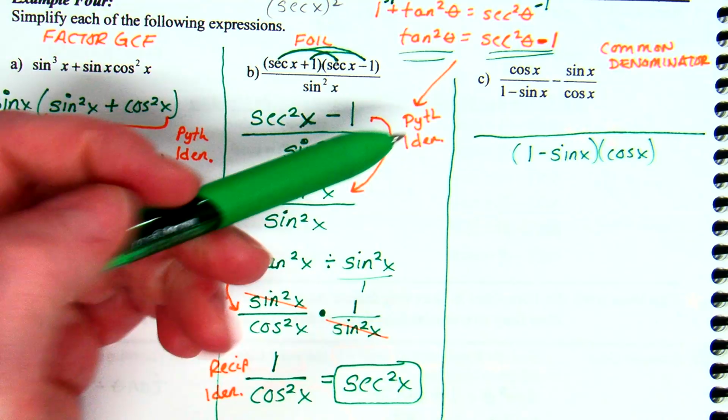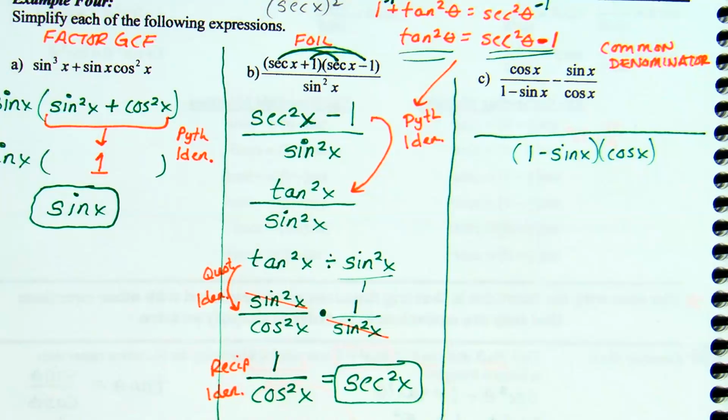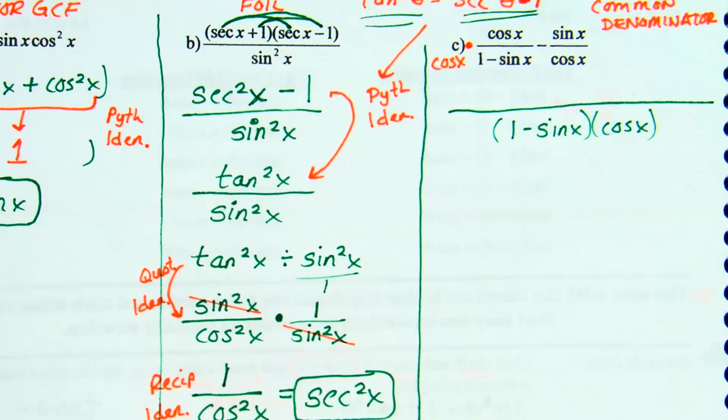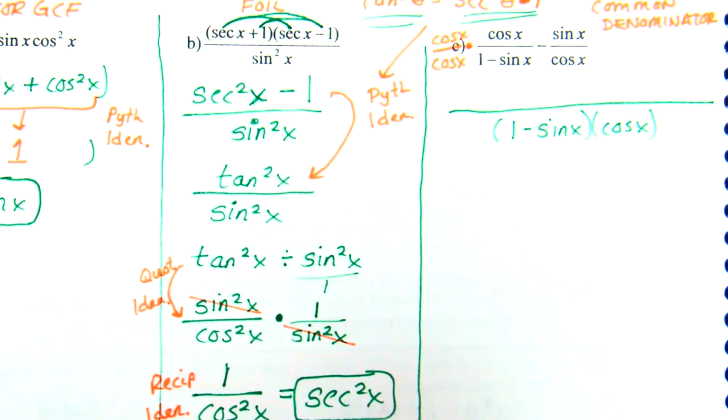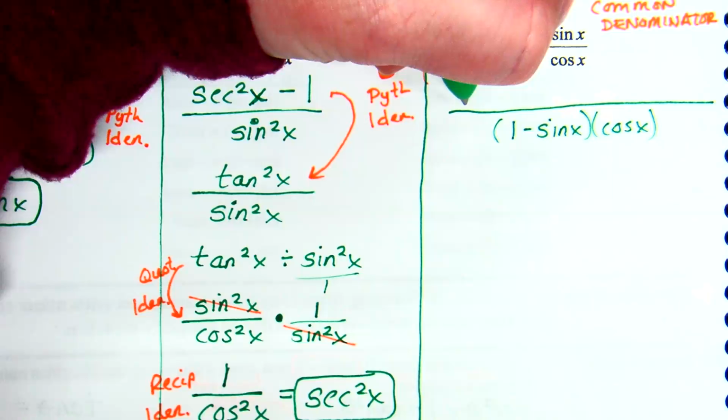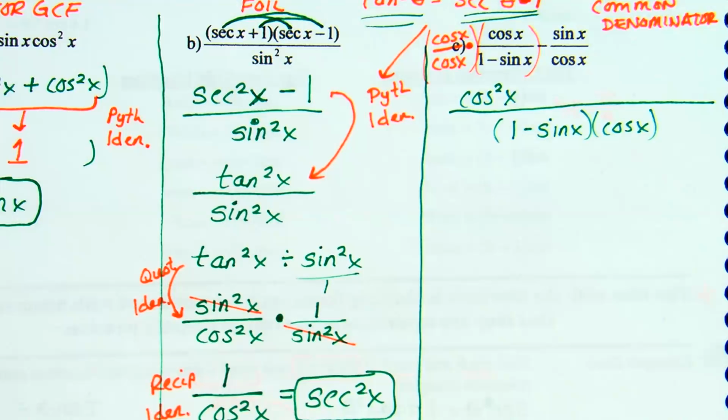Now, as I look at my first fraction, what am I missing in the denominator of the first fraction? I currently have a denominator of 1 minus sine x. I'm looking for a common denominator of 1 minus sine x times cosine x, so I'm missing cosine x. So that means this first fraction has to multiply by cosine x. What I do to the denominator, we do to the numerator. What is, in the numerator, cosine x times cosine x? Cosine squared x for my first fraction.